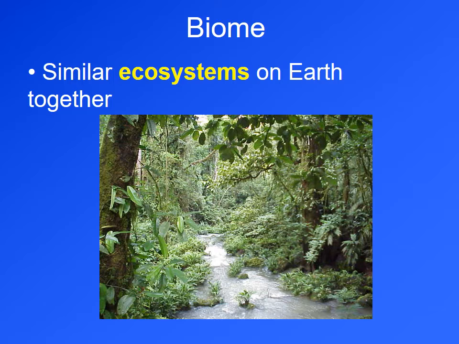A biome is similar ecosystems working together. So for example, maybe it's a desert, maybe it's the savanna, and biomes would be huge areas. The tundra would be a biome. Rainforest would be a biome.